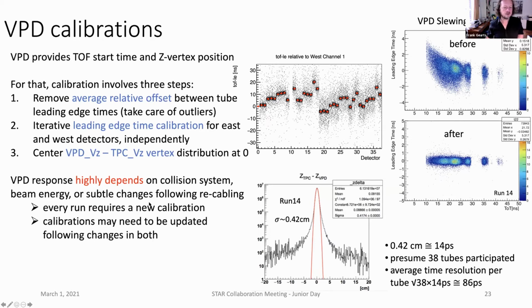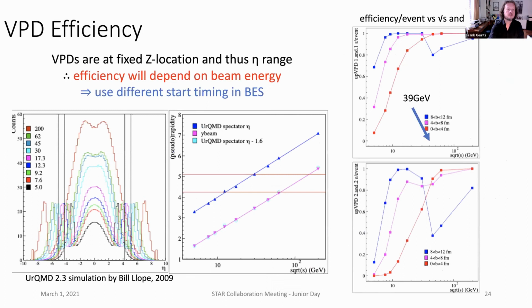And I already mentioned, in heavy ion collisions, this is all well. The VPD response highly depends on the collision system, on the beam energy, or even on small changes such as following a recabling, just unrolling cables and rolling them back. We've seen that this actually has an effect on the VPD resolution, on the VPD response, I should say. And this does mean that for every run, we will need to do a new calibration, or update the calibration if we know that changes have happened during a run. So the VPD calibration is an unavoidable thing.